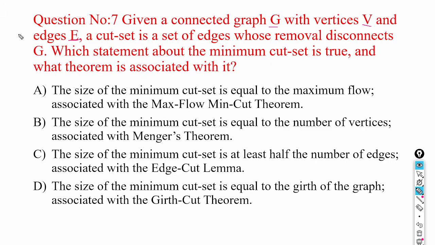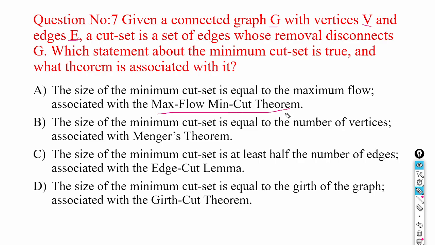So what they are asking: there is a cut set, and if we remove it, G is disconnected. Which statement about the minimum cut set is true, and based on which theorem do we conclude it? The minimum cut set equals the maximum flow theorem: the size of the minimum cut set is equal to the maximum flow. Which theorem is it associated with?